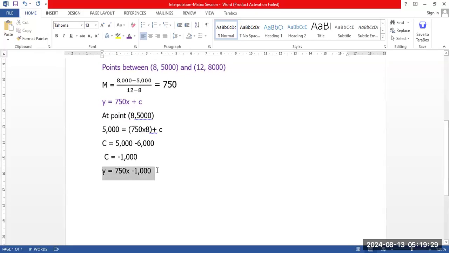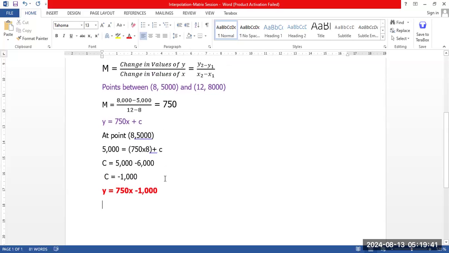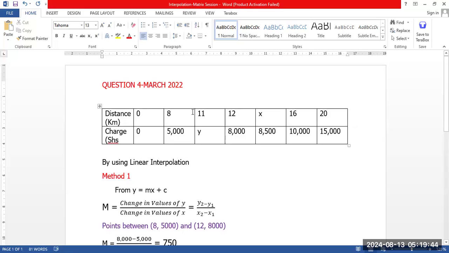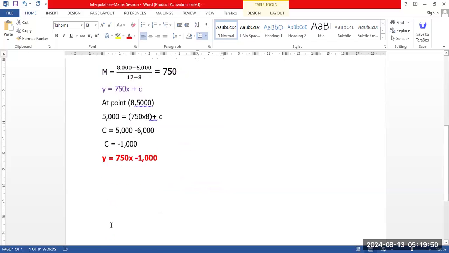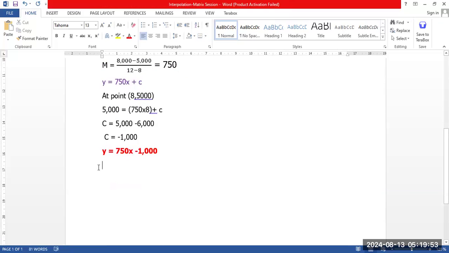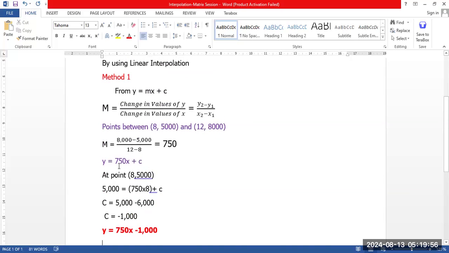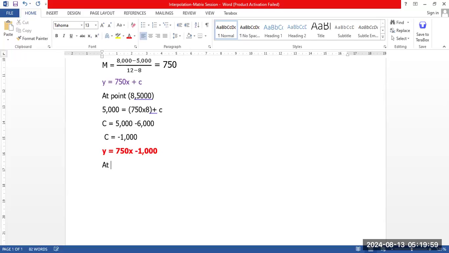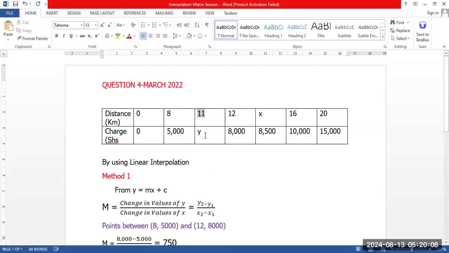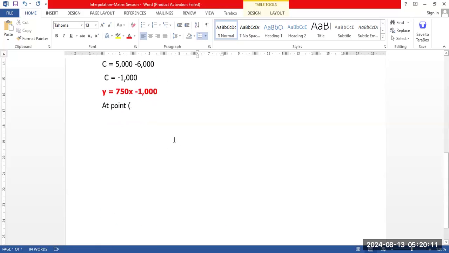So when you have this linear relationship, colleagues, you can actually determine your missing figure. Remember, the missing figure we need is Y. Because we need the missing figure, at the point where you need the missing figure, what is the value of X? What is the value of Y? Here we have the missing figure. X is 11.